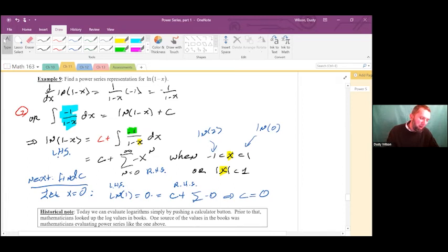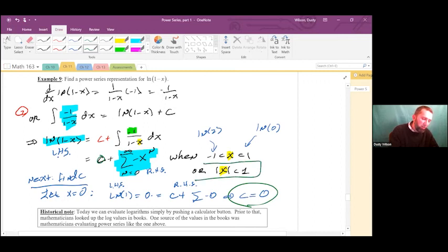x. That power series representation we just found is the ln of 1 minus x equals the summation from n equals 0 to infinity of negative x to the n. And we've discovered that this c is 0 through this process down below. And we've also discovered that this power series is valid on that nice friendly domain, absolute value of x less than 1.